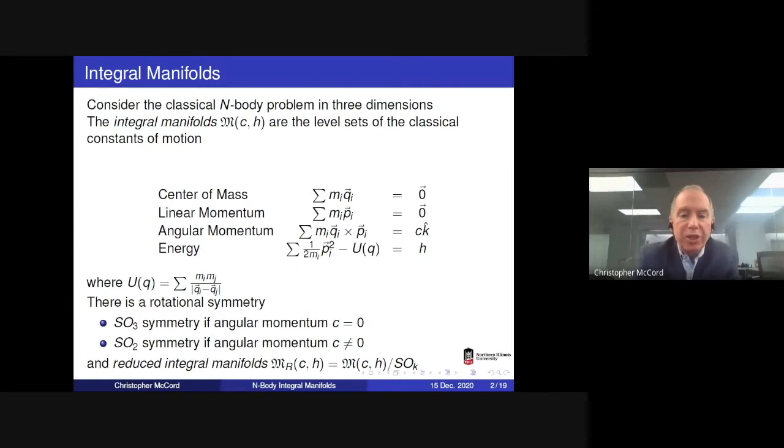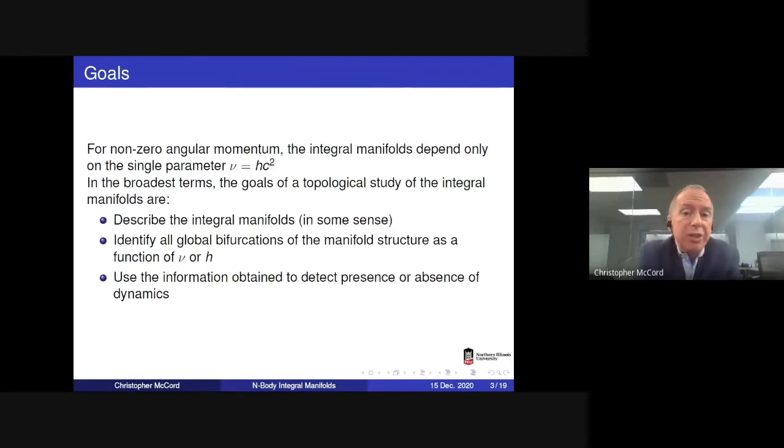The integral manifolds, the level sets of these conserved quantities, admit a symmetry. If angular momentum is zero, there's a full SO(3) symmetry. If angular momentum is fixed along the z-axis, then there's a rotational symmetry about the z-axis. If we form the quotient manifolds where we divide by whatever is the appropriate symmetry group, we get what's known as the reduced integral manifold. So this appears at first blush to be a two-parameter family, but it turns out it's only really a one-parameter family. It's the quantity energy times momentum squared that is the only parameter that really defines the manifolds.